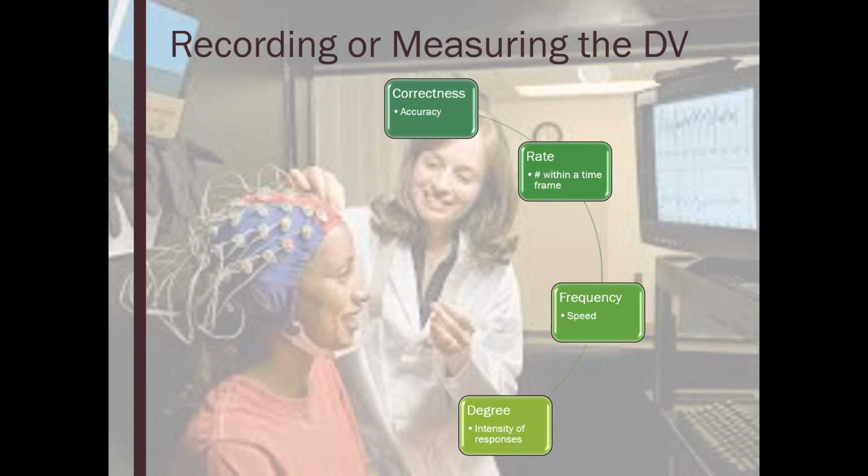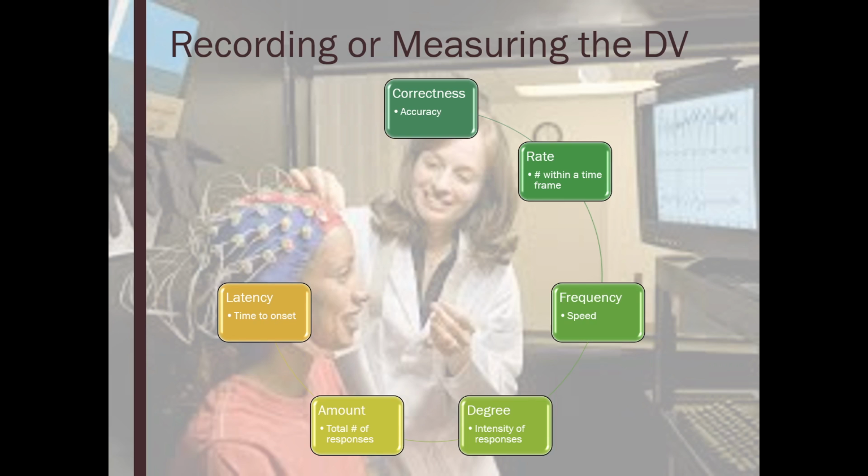Degree, the intensity of the responses. Did they press the lever a little bit or did they press it hard? Did they have a big EEG response in this brain cap or did they have a small one? Amount, the total number of responses. Now you might start to notice a lot of these are going to be linked to each other, right? Because you could imagine that if you have a higher rate, that probably means that you're also doing it faster, right? So the frequency is probably up and your total amount is probably going to be higher, right? So you can imagine that a lot of these dependent variables could be summed up, things like that.